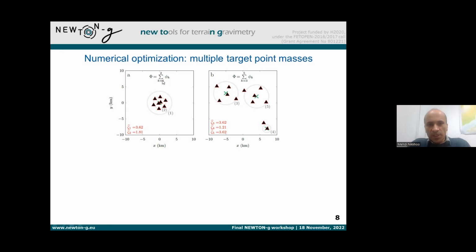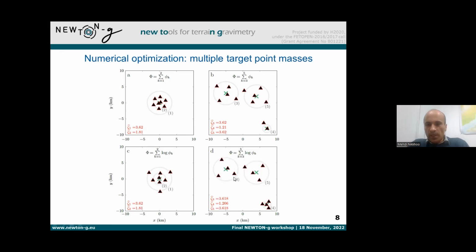So we change the objective function in this case and use the sum of the logarithm of objective functions associated with individual point masses. And as you can see in this case, the issue is addressed, and we get 4 gravimeters for each point mass. Therefore, we are going to continue with this objective function as the total objective function for the optimization.